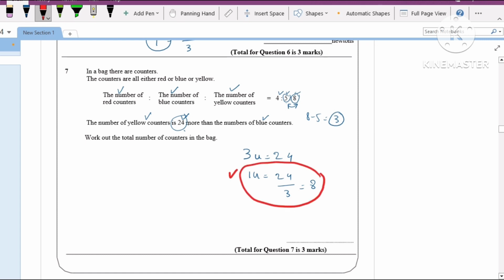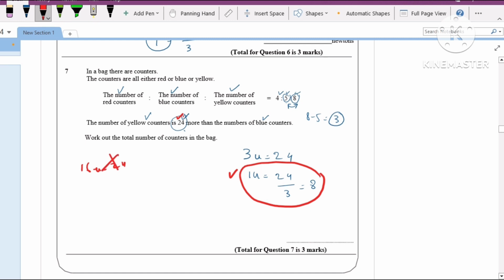If this amount were for the total amount, then you would find the total units, 8 plus 5, 13 plus 4, 17. You would write 17 units is equal to 24. If this amount were for the red counters, you would write 4 units is equal to 24. But here it's not this case.